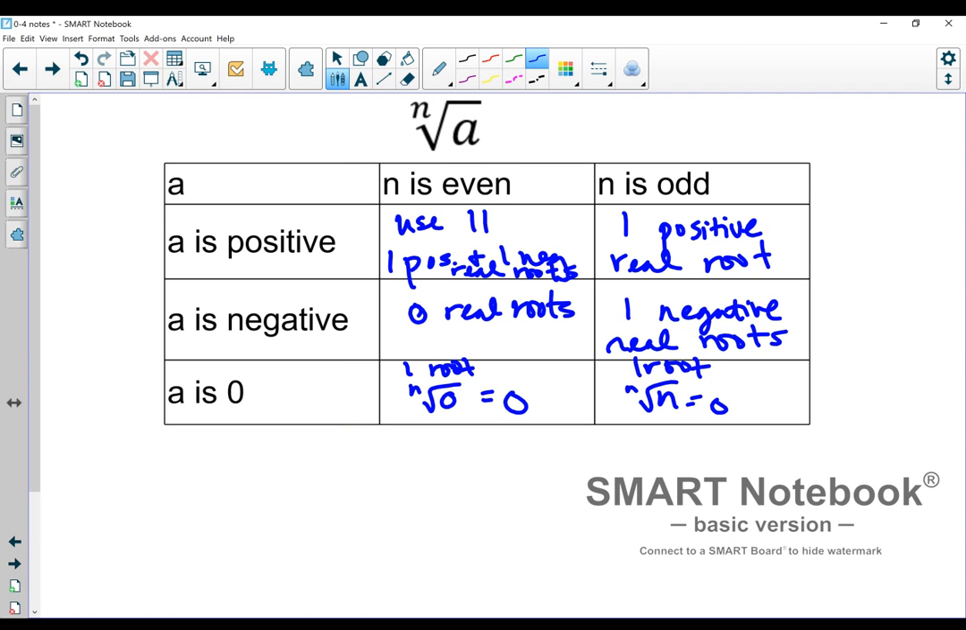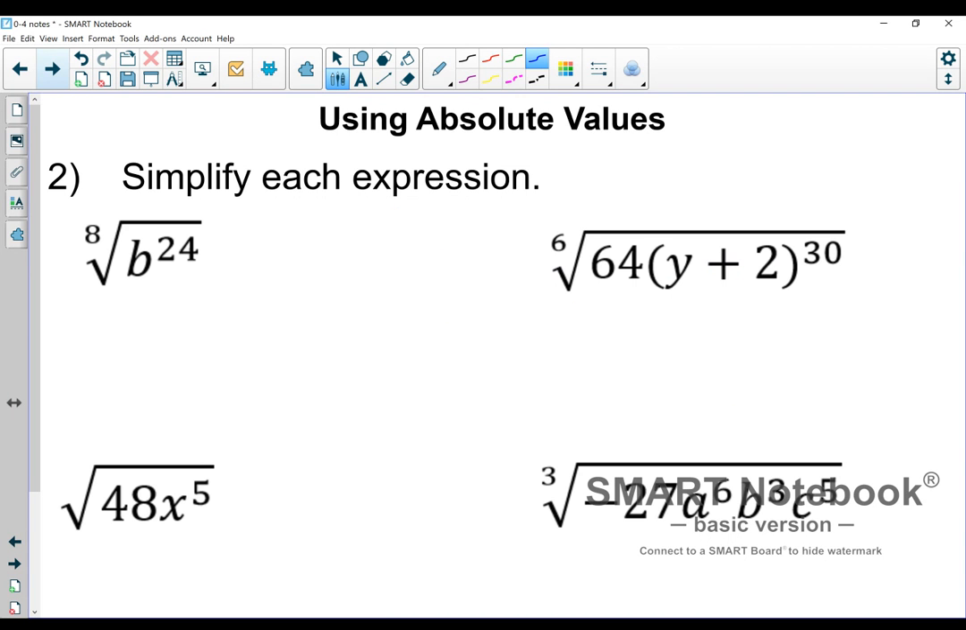So you can see that this is a little bit more complicated than maybe what you've done with radicals before. So now we're really looking carefully at how many answers, even or odd, we're thinking about all those things. So here's a few that we're going to simplify.